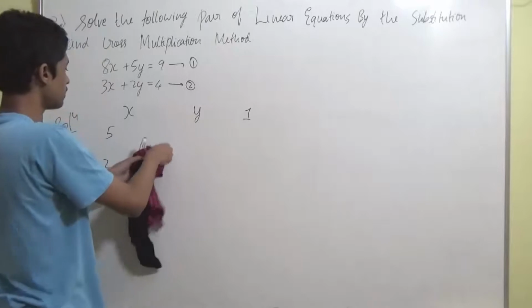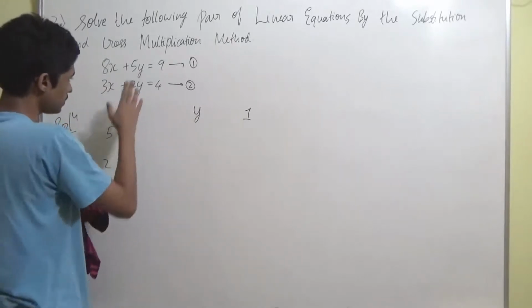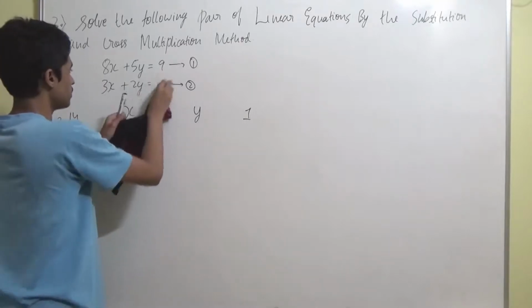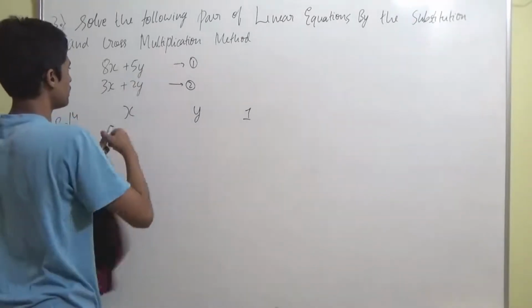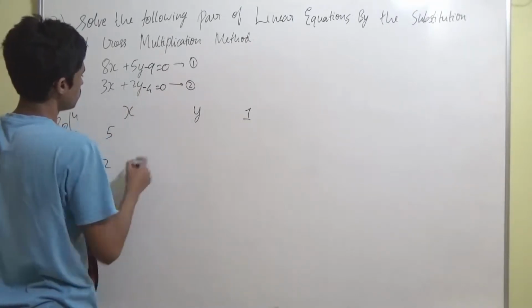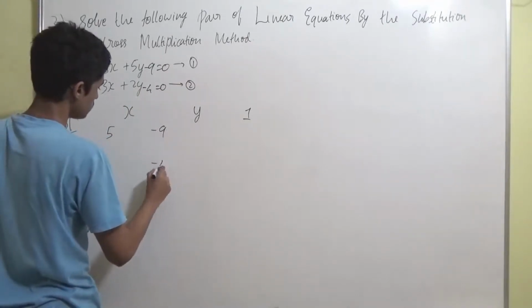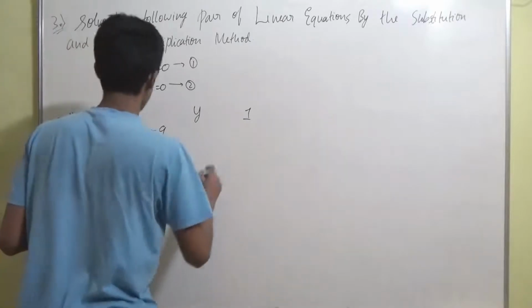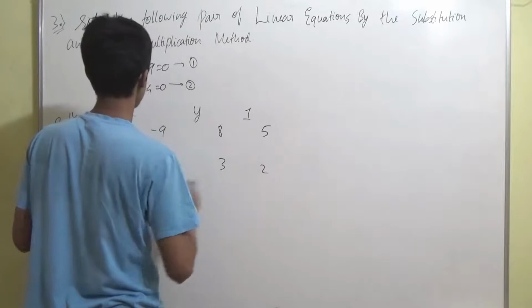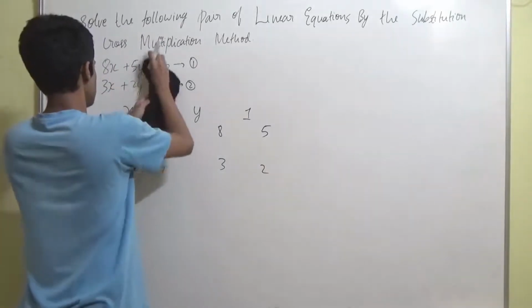One more thing, guys, while writing c1, c2, let's bring this to the LHS and then write it. So this becomes minus 9, this becomes minus 4. Here it's going to become 8, 3, and here 5 and 2. This is minus 9 and minus 4.